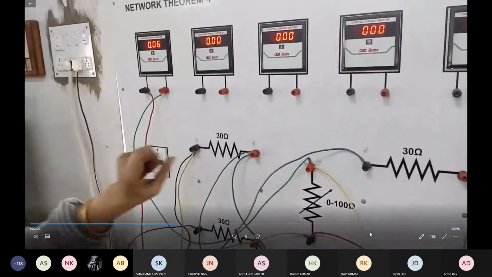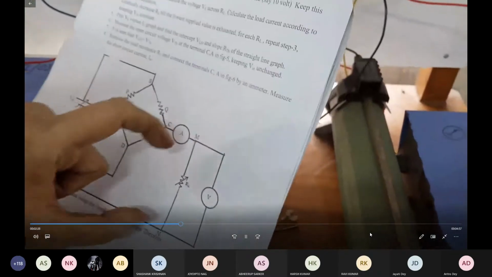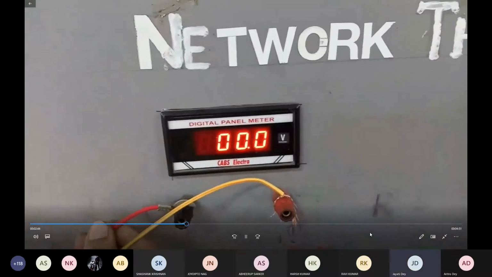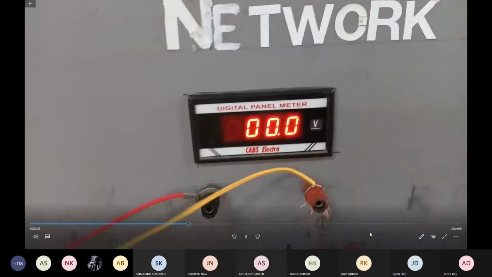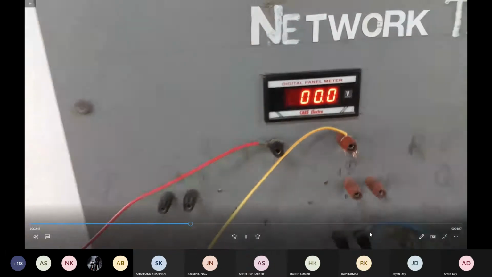Through rheostat, it is connected, and across this load, one voltmeter is connected. So that voltmeter is coming here. This is the voltmeter we are using over here. It is connected across the load resistance. Here, it is the load resistance, right? So this is all about the circuit connection.